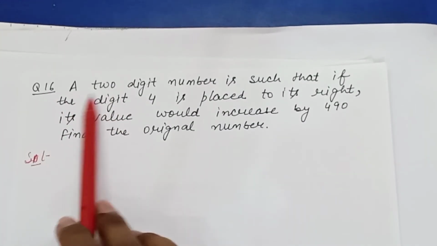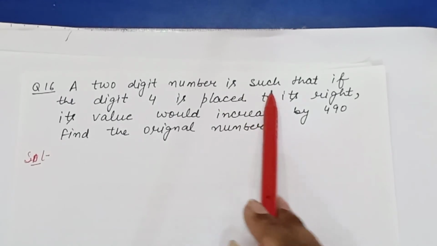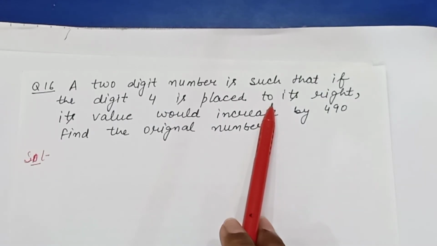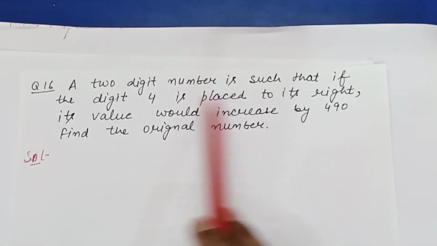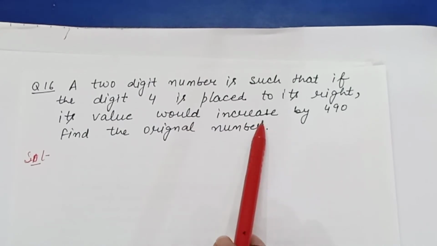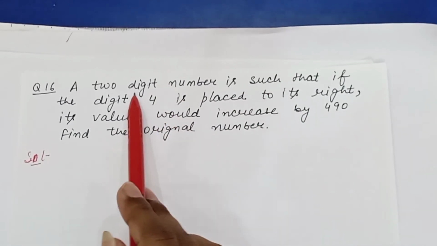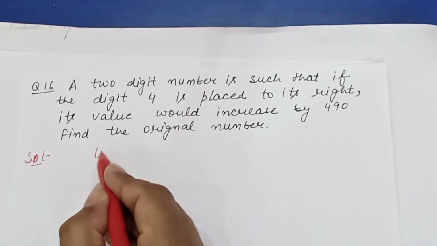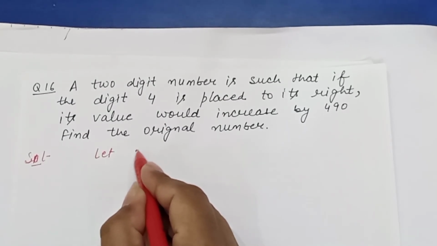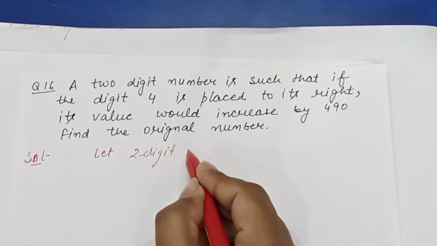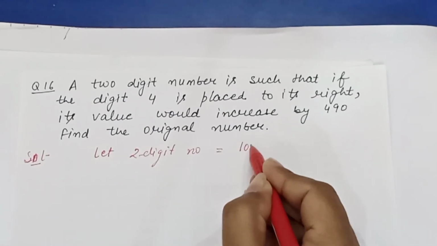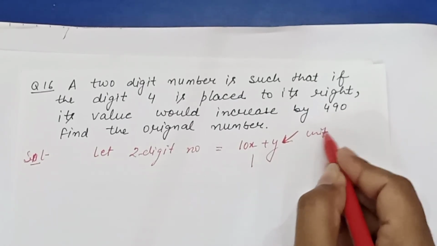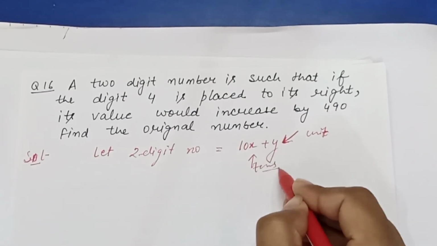Our next question is, a 2-digit number is such that if the digit 4 is placed to its right, its value would increase by 490. It means first of all we have to let the 2-digit number be 10x plus y. It means y is at unit place and x is at tens place.